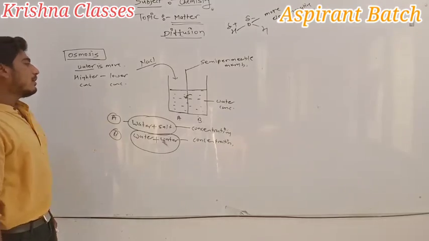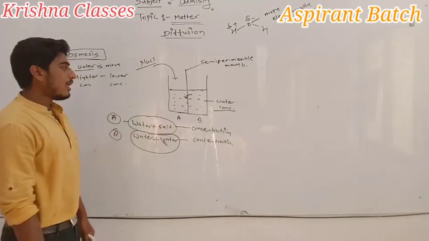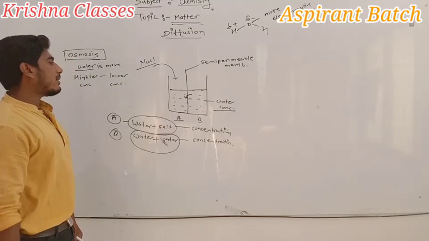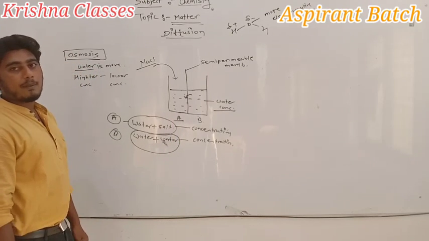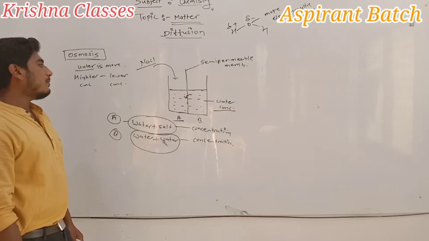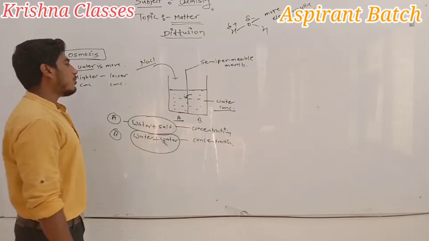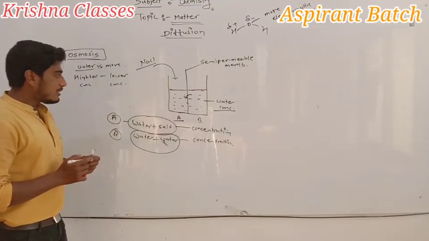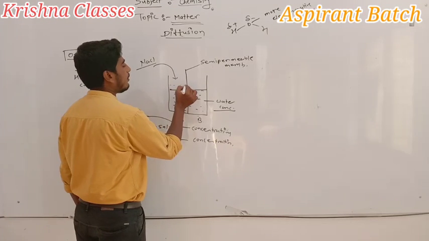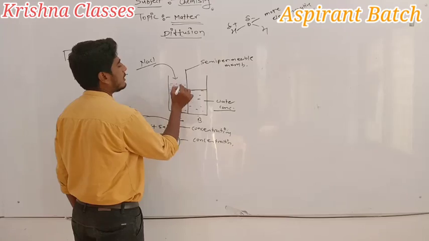And we know that in the B compartment the concentration of water is more as compared to the A compartment, so water is able to move through the semi-permeable membrane, but not salt. Salt does not move through the semi-permeable membrane. That is, the water starts to move from this compartment to this compartment, and after some time the level of the A compartment increases.